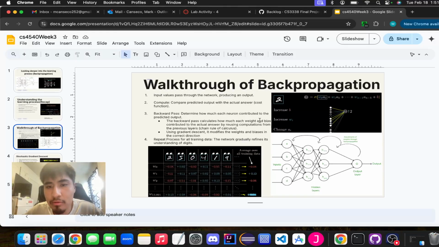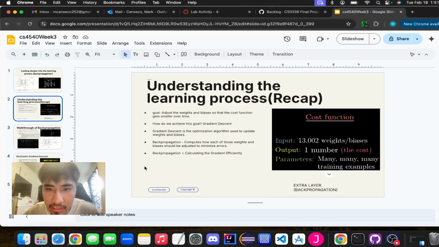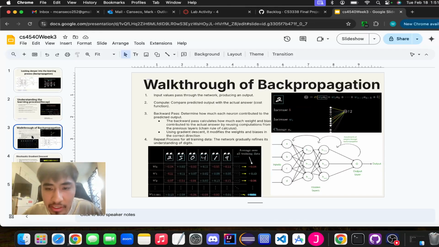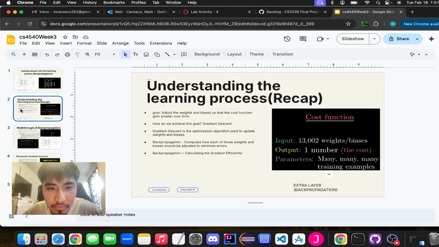So, a quick little walkthrough of backpropagation in a neural network. The first step is to input the values through the network, and it produces an output. We compare the output with the actual answer. And then the hidden layer is where gradient descent happens, as we learned last week, which is also where backpropagation happens. As I said in this slide, it's essentially an extra layer to help it calculate those weights and biases efficiently.